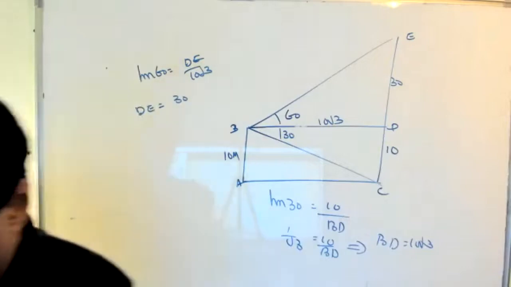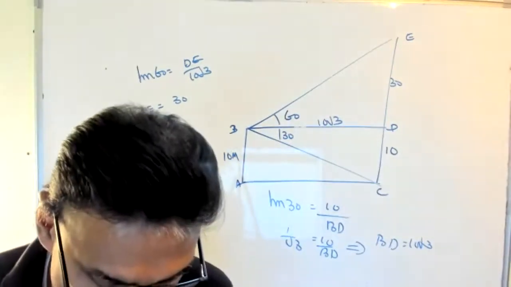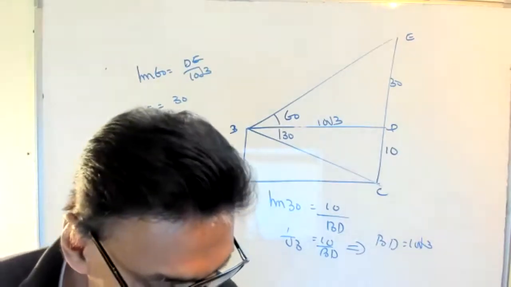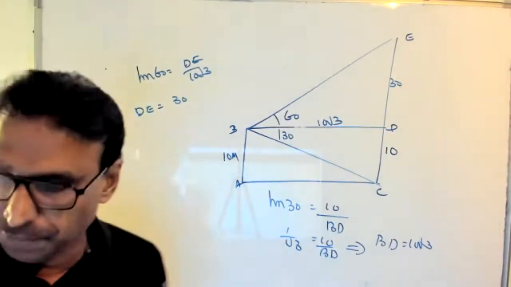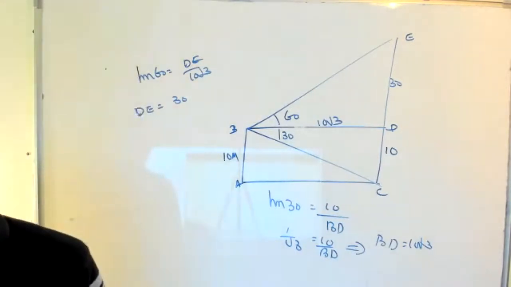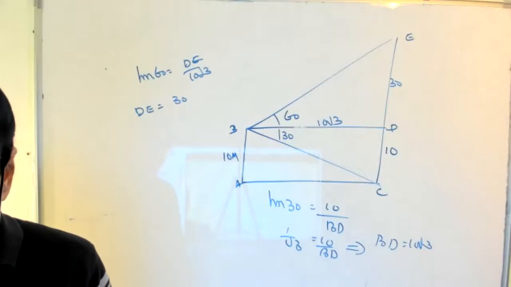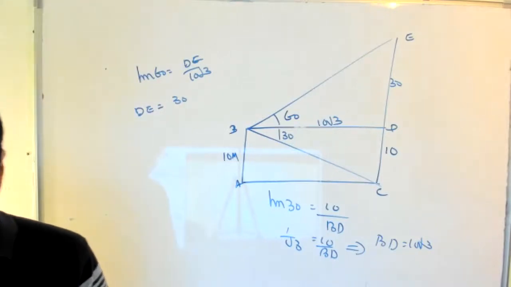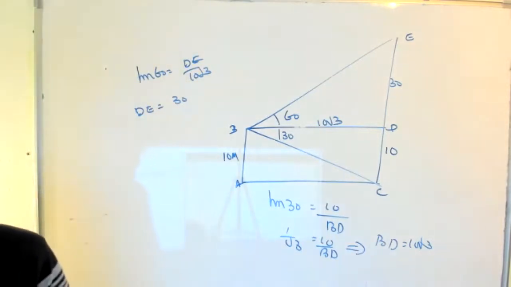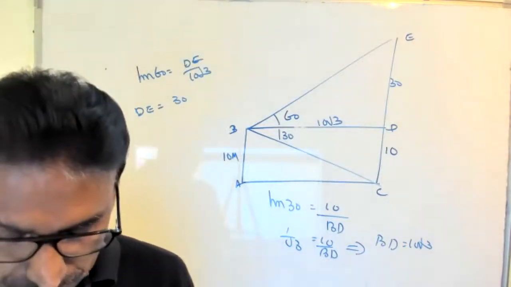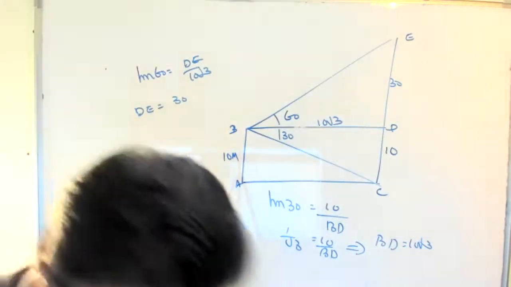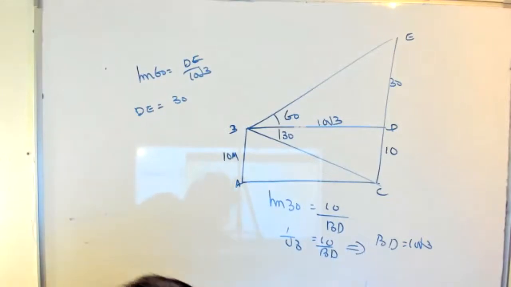Okay, so next question. The angle of elevation of a cloud from a point 60 meters above a lake is 30 degrees.